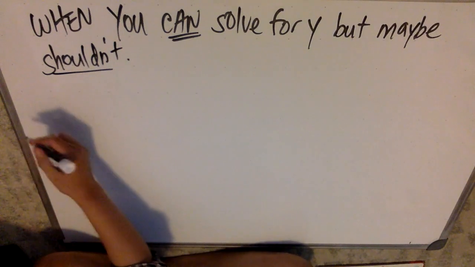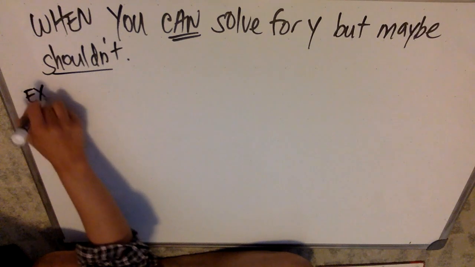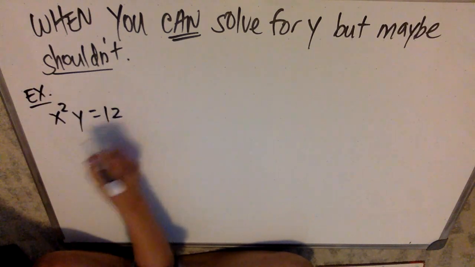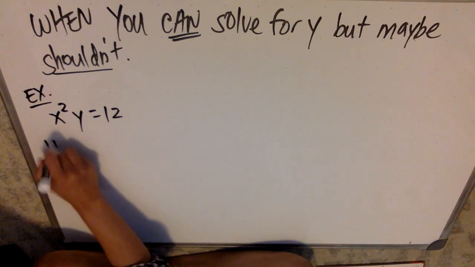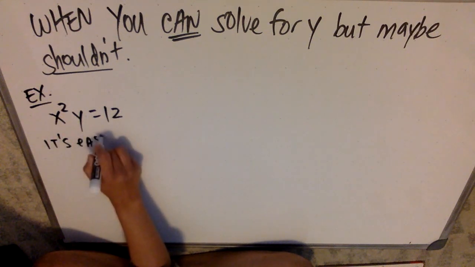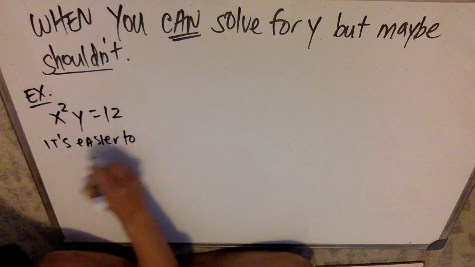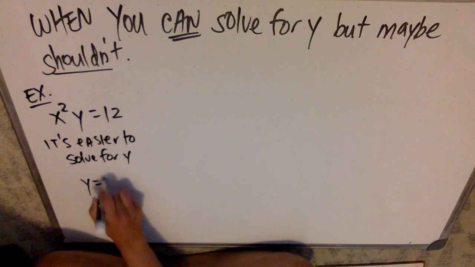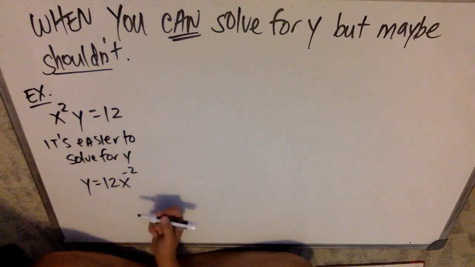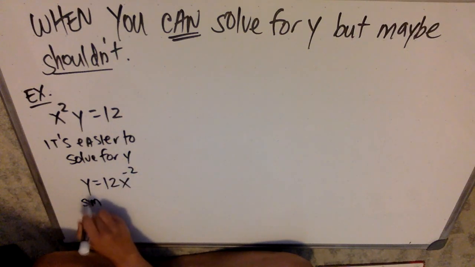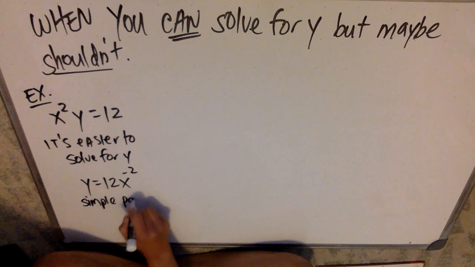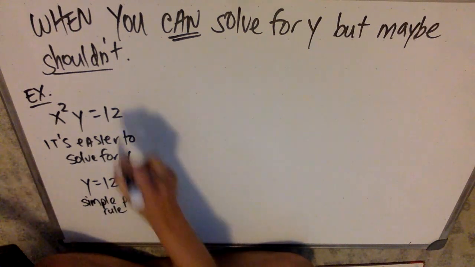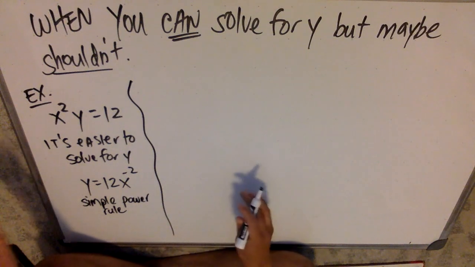Okay, so as we've seen as an example, I gave you one earlier where we had x squared y equals 12. In this case, it's actually easier to solve for y. Right, because you get y equals, we figured out it was 12x to the negative second, which is a really simple power rule. That's a nice, simple power rule, where we just drop the power down and then lower the power by 1, okay? So that's a case where it's worth solving for y.